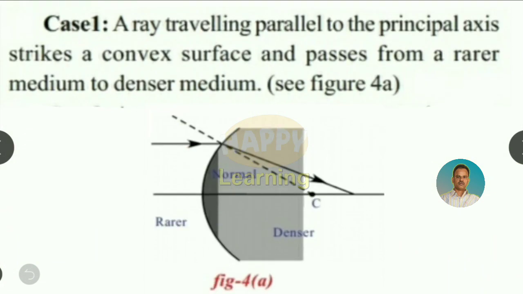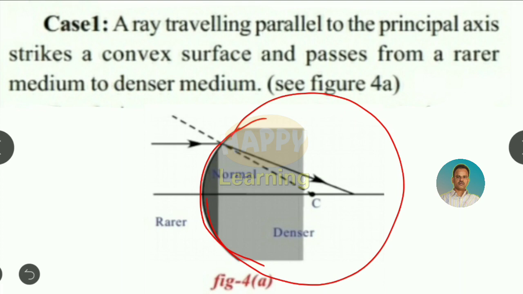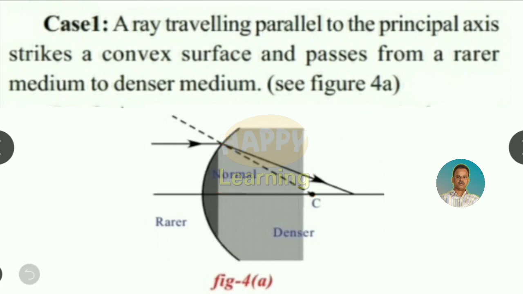Here is a curved surface. If you extend this, you will get a circle, and the center of that circle is the center of curvature C. And for this curved part, this is the center and you call it P, the pole. And the line joining the pole and center is the principal axis. Okay. Now, our interest is about this ray.